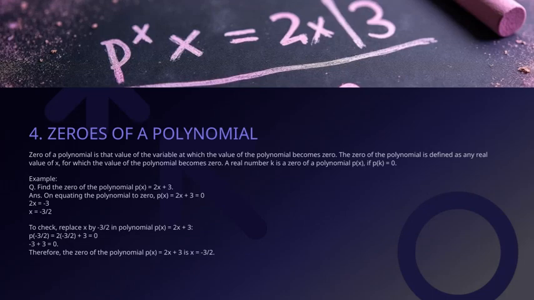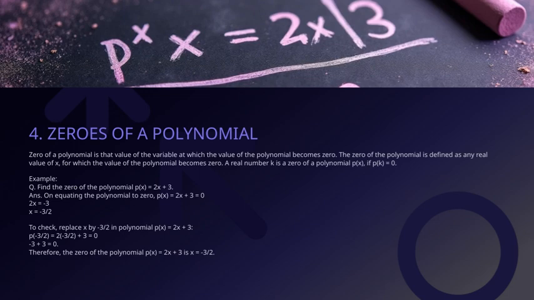Let's see how we can check whether a number is a zero of a polynomial. For example, take the polynomial p(x) equals 2x plus 3. To check if minus 3/2 is a zero, we replace x with minus 3/2 in p(x). So, p(minus 3/2) equals 2 times minus 3/2 plus 3. When we simplify that, 2 times minus 3/2 gives us minus 3, and then adding 3 results in 0. This confirms that p(minus 3/2) equals 0. Therefore, the zero of the polynomial p(x) equals 2x plus 3 is x equals minus 3/2.